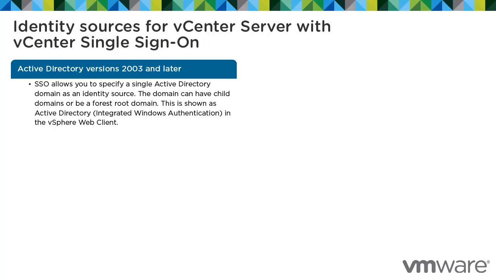Active Directory versions 2003 and later. Single sign-on allows you to specify a single Active Directory domain as an identity source. The domain can have child domains or be a forest root domain. This is shown as Active Directory Integrated Windows Authentication in the vSphere web client.